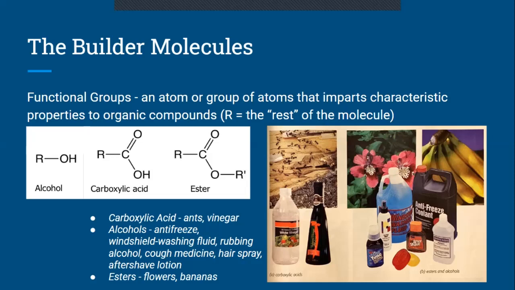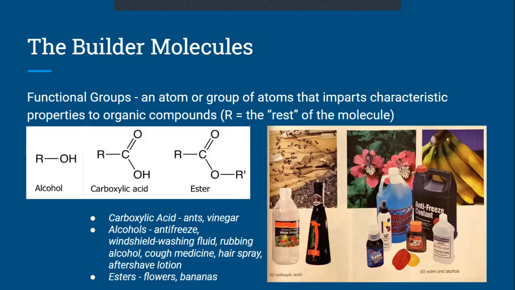These builder molecules can also include things with certain functional groups coming off of them. Now, a functional group is an atom or a group of atoms that imparts characteristic properties to organic compounds. So we use an R to show the rest of the molecule, and everything else is unique to that type of functional group.